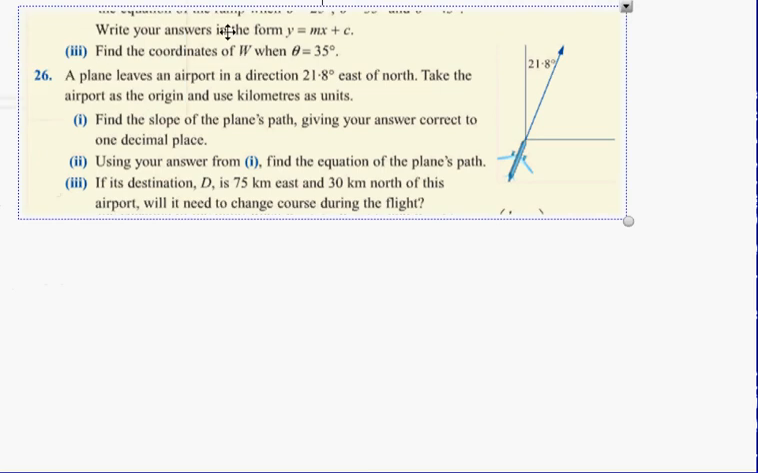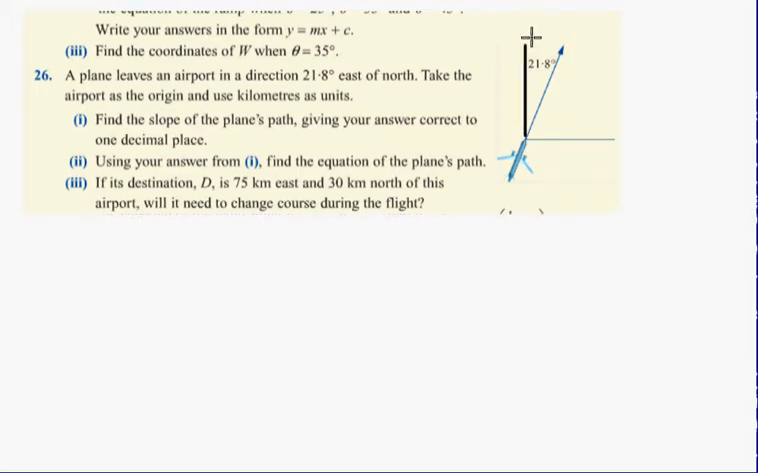A plane leaves an airport in direction 21.8 degrees east of north. What that means is this is north, and then you have to go 21.8 degrees east, and that gives you your 21.8 as this angle down here. Is that right? Take the airport as the origin. Airport is 0, 0. Find the slope of the plane's path, giving your answer correct to one decimal place.